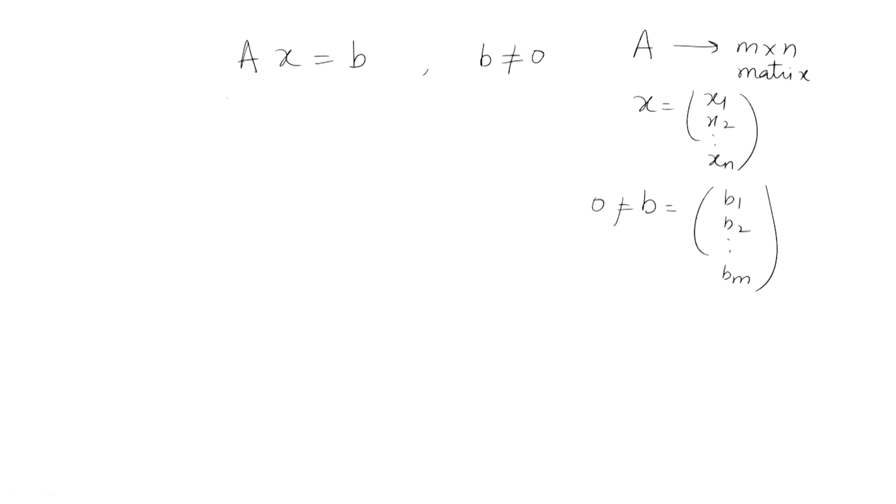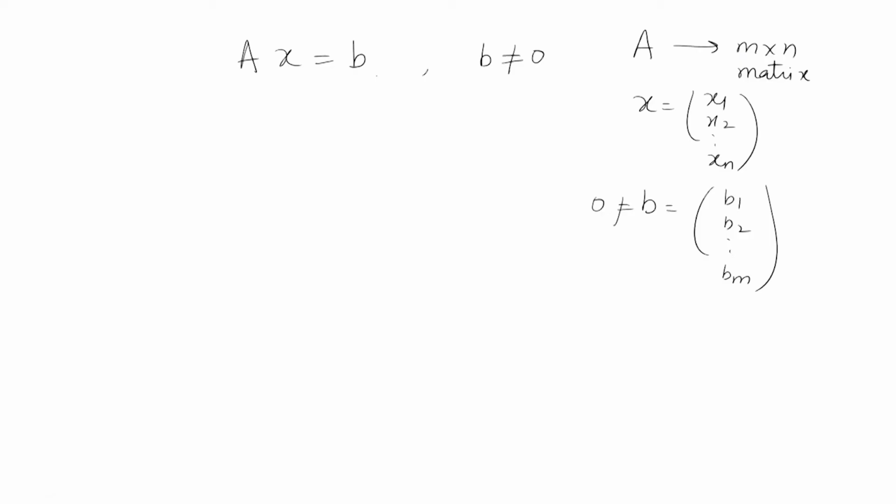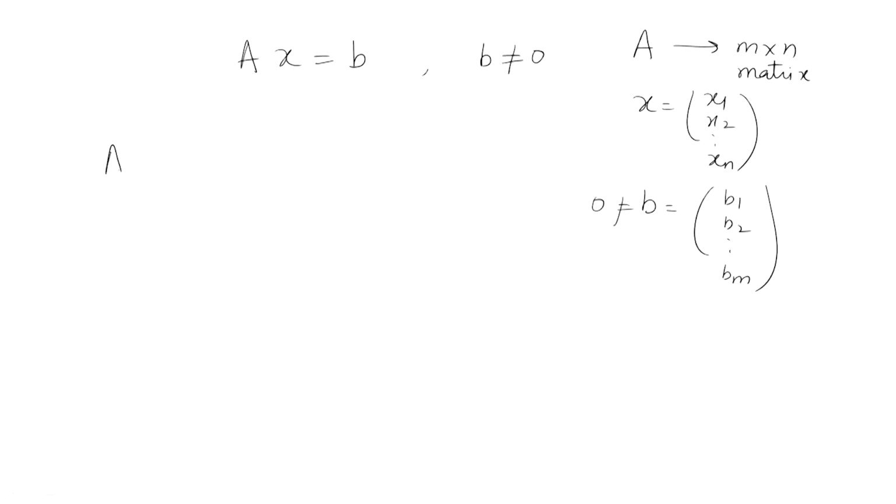Now, to find the solution of this system, there are three possibilities. Either the system will have no solution, that is inconsistent, or a unique solution, that is only one solution, or infinitely many solutions. Now, how can we find out whether this system has a unique solution, many solutions or no solution? We first construct a new matrix which we call the augmented matrix. So, what is the augmented matrix? We denote it by A slash B.